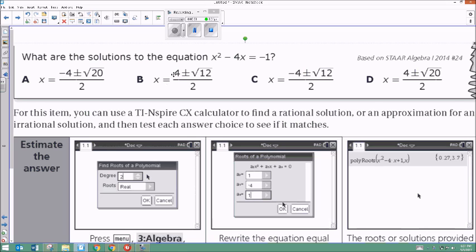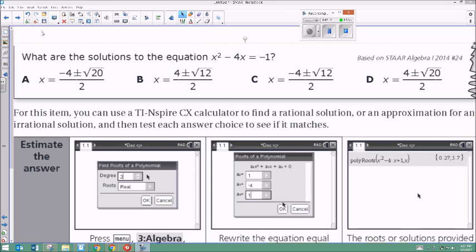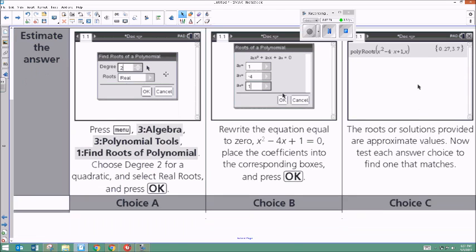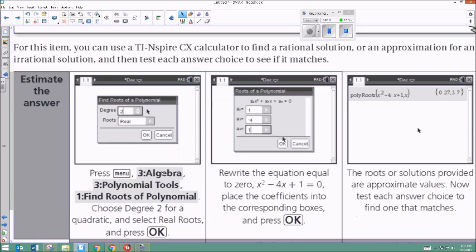All right, today we are going to be looking at how to use the TI-Nspire to find the solutions to a quadratic equation where the roots are not in decimal. They're actually written in this kind of convoluted factor form. We're going to use the polynomial tools to do this one.